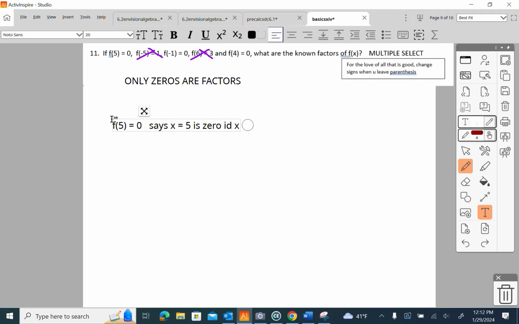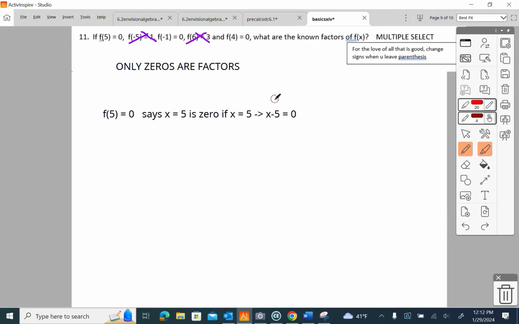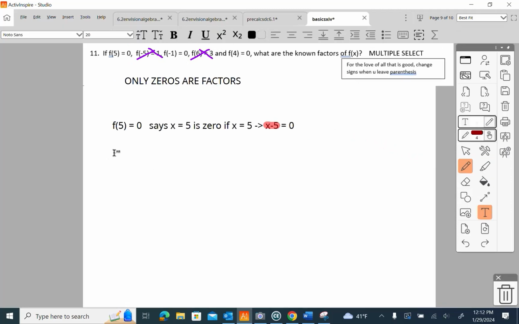So if x equals 5, I do a little math by shifting, x minus 5 must be 0 because I shifted that to the left. And my answer is this guy right here. That's what I'm wanting. I have f of negative 1 being a 0. That says x equals negative 1. I do the same idea. I shift left. Then x plus 1. Another answer. I also have f of 4. It equals a 0. It says x equals 4. Then, therefore, x minus 4.